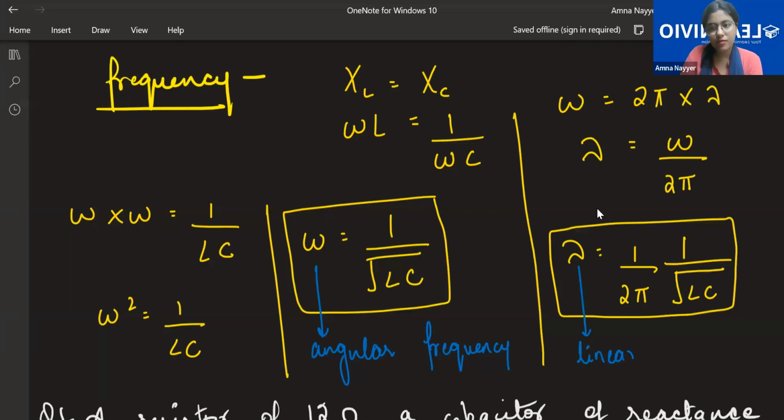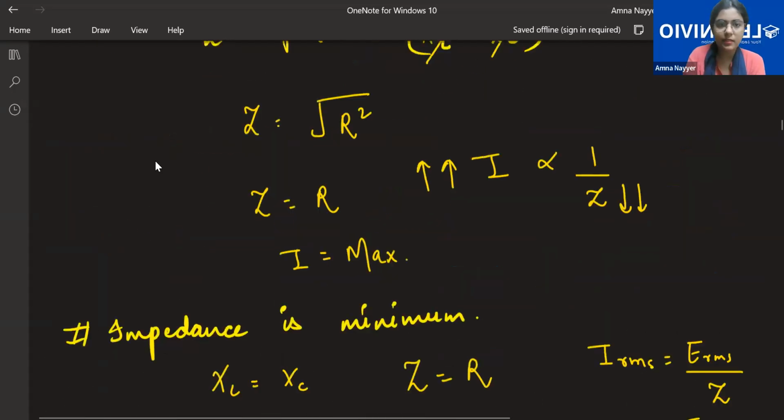This is often asked in the exam, to derive this linear frequency. So when you have to derive it, start from these steps and derive them. All right, we'll practice a question. First, you write it till here.